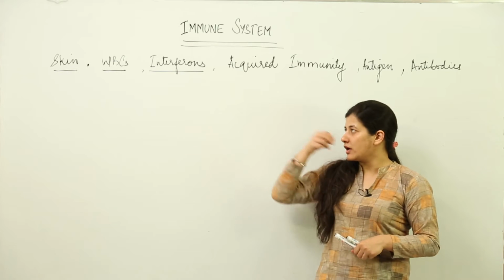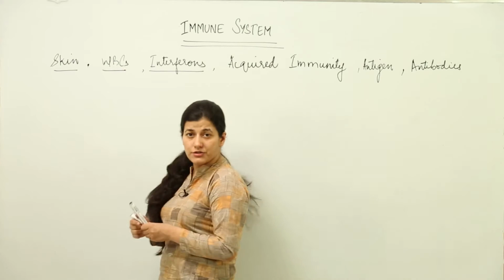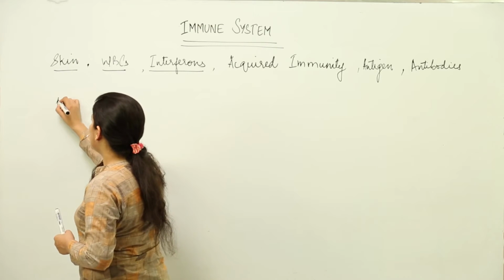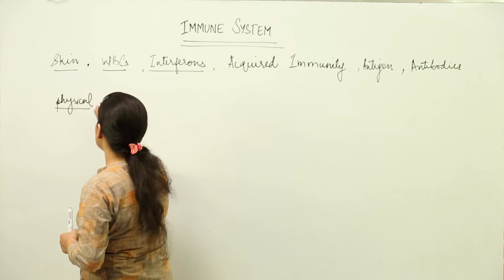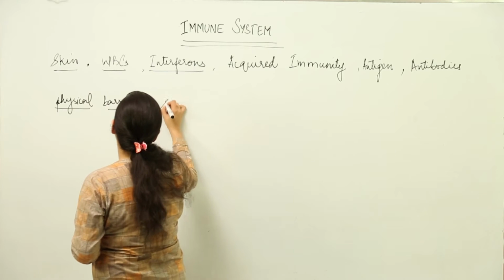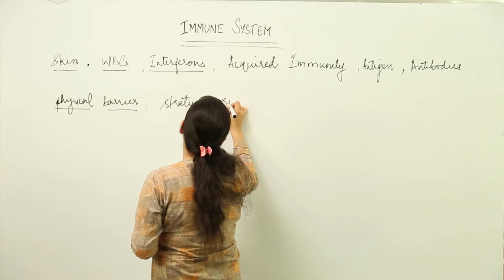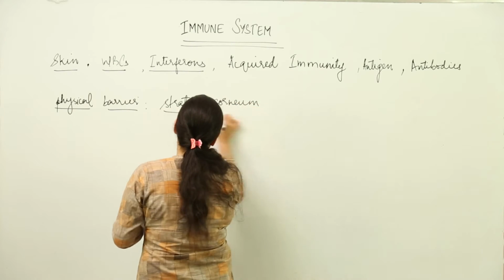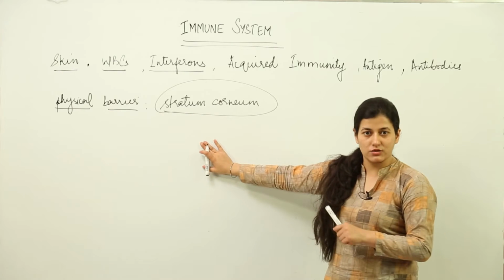And we talk about skin in this. Skin provides the physical barrier to the bacteria, and of course it is a local defense system. It is the physical barrier, and the layer of skin known as the stratum corneum works against the infection of bacteria. This is to be remembered in the case of skin.